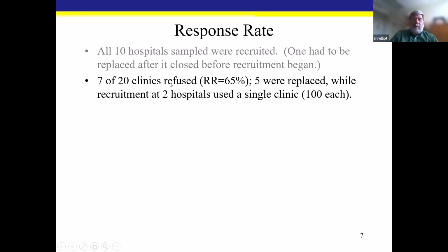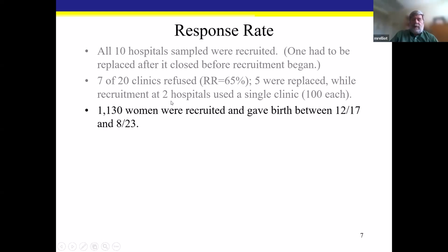Most of those that refused, we were able to replace with another clinic. There were two hospitals where we gave up and just used a single clinic to get the full complement of births. So in the end, we got a little over 1,100, mostly due to twins. We wanted to recruit 1,100 women, and we certainly got that.